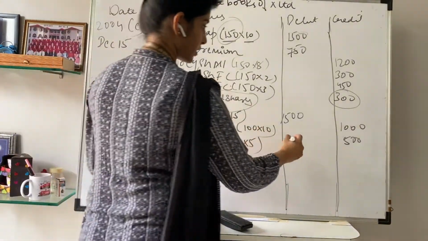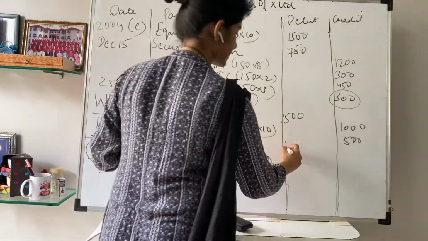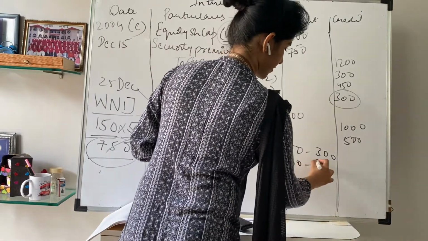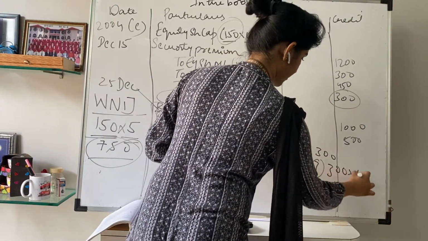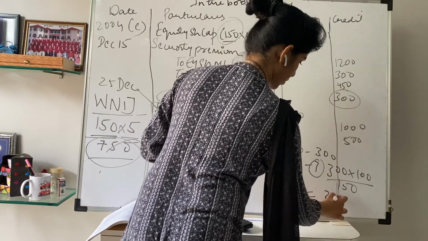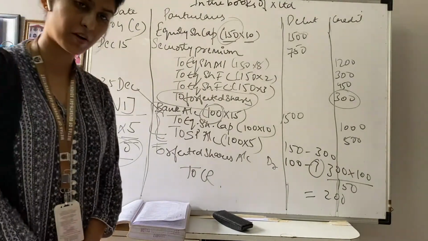करेक्ट है. क्रॉस मल्टीप्लिकेशन इज द पार्ट. 150 शेयर्स पे फॉरफिटेड इज योर 300. सो 100 पे कितने होंगे? 300 into 100 divided by 150. You'll get the answer as 200. That is a part of your capital reserve.